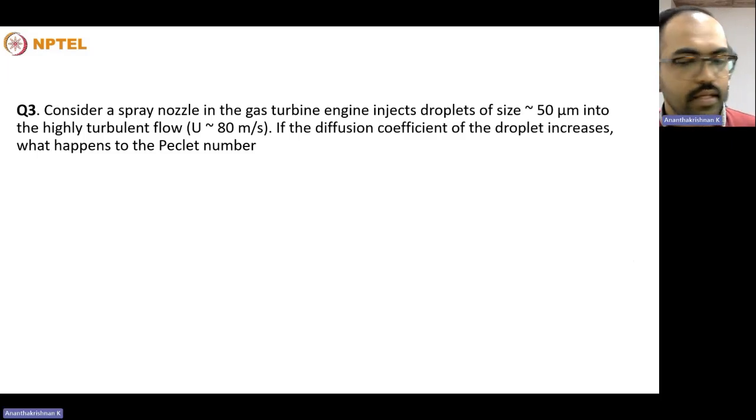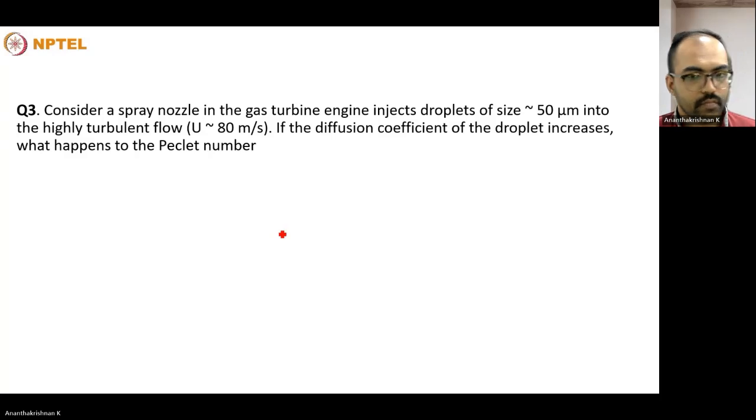So this is actually a theoretical problem basically. Consider a spray nozzle in a gas turbine engine, injecting droplets of size 50 micrometers into a highly turbulent flow. Velocity is approximately 80 meters per second. If the diffusion coefficient of the droplet increases, what happens to the Peclet number? So this is a straightforward problem. For this we should know what the Peclet number is.